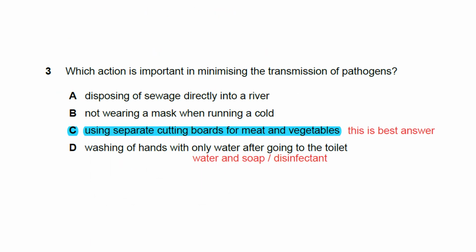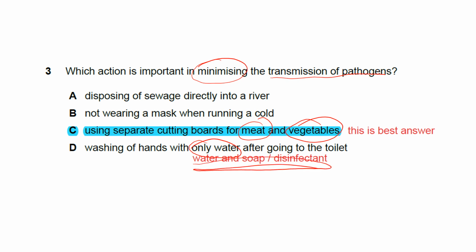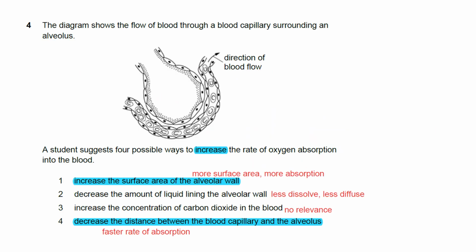Part C, which action is important in minimizing the transmission of pathogens, okay, the spread of diseases? Using separate cutting boards for meat and vegetable is actually a very common use in everyday life. Okay, this is to minimize the transmission of pathogens from meat to vegetables. For part D, the trick here is only water, and so it is not good enough. Okay, when you wash your hands, you must wash your hands with water and disinfectant. So please take note.